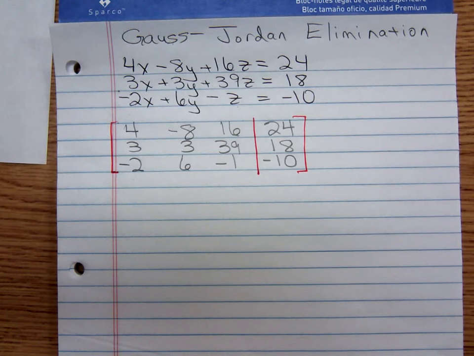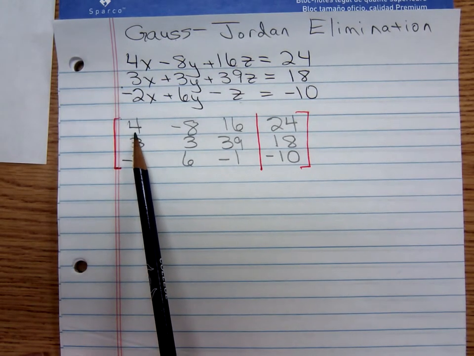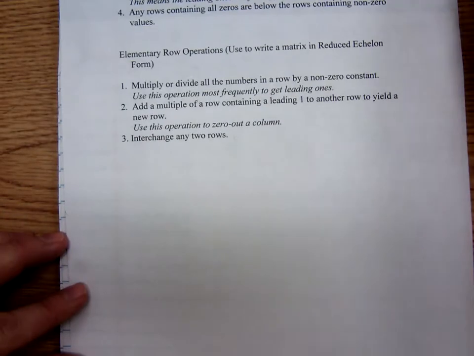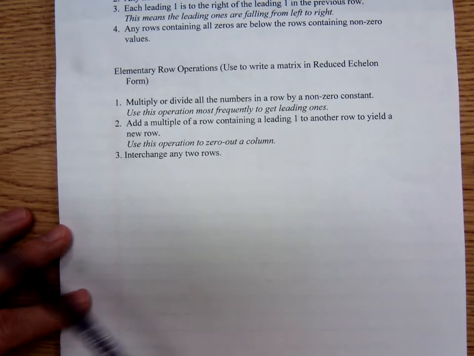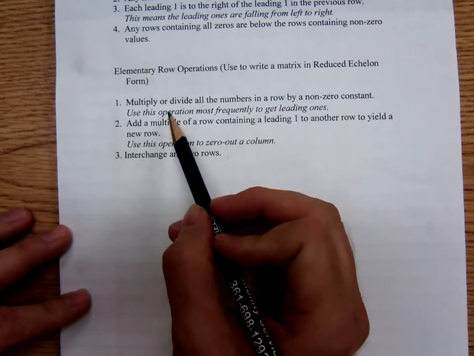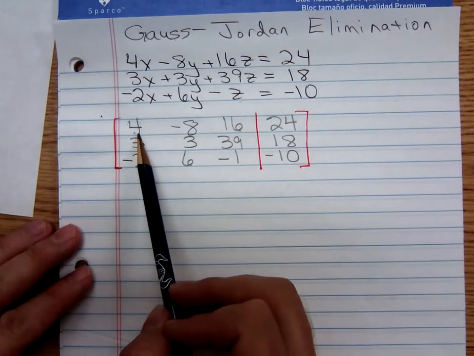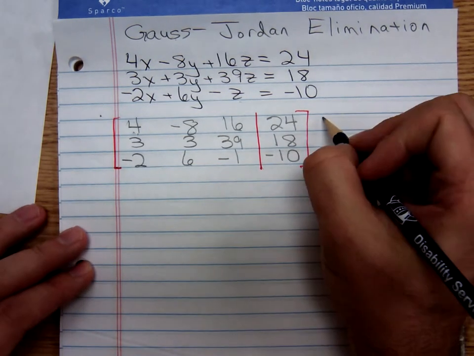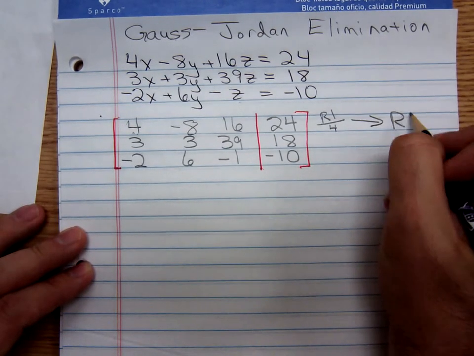In order to get this in reduced row echelon form, the first number in row 1 that's not a 0 needs to be a 1. So I'm going to use that first elementary row operation. Multiply or divide all the numbers in a row by a non-zero constant. In this case, I'm going to divide. If I'm trying to change an integer to a 1, I just divide through by that number. Dividing by 4 is the same thing as multiplying by 1/4. So I'll say row 1 divided by 4 gives me a new row 1.